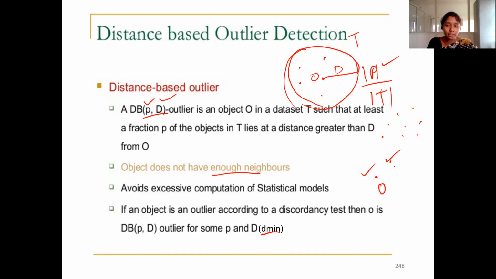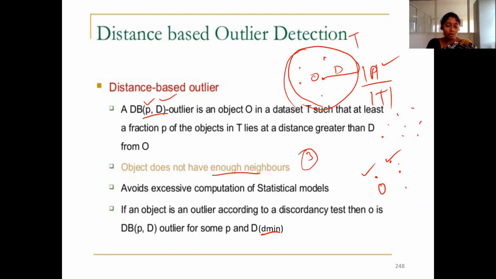If another object is also near O, still O may be an outlier, because according to my consideration I want a minimum of 3 neighbors for an object. Otherwise it becomes an outlier. So in this case, O is an outlier. If another object is there as well, O is not an outlier. Why? Because according to my constraint, O has a minimum of 3 neighbors, so it is not an outlier.